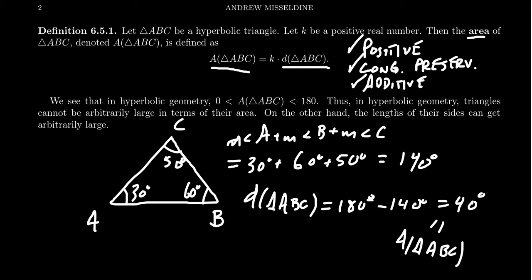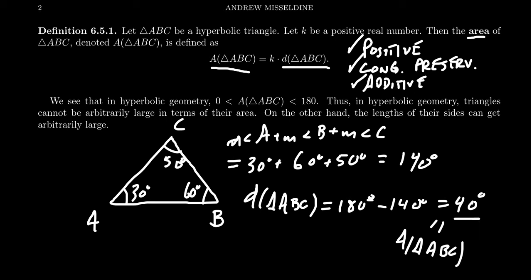We're talking to citizens of hyperbolic land right now, right? There's no such thing as rectangles, and therefore there is no such thing as squares. You can't measure area using square units in hyperbolic geometry because there are no squares. You're going to have to use a different measurement to measure area in hyperbolic geometry, and it turns out that angle measure is exactly how you do it.